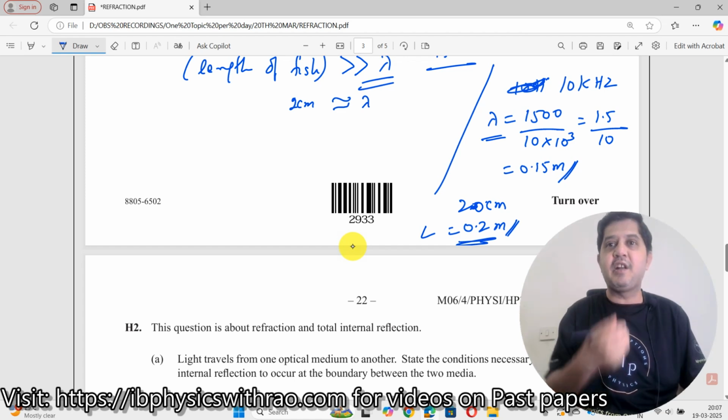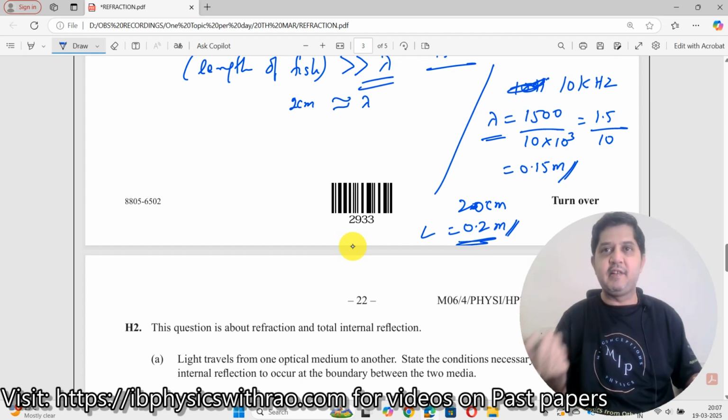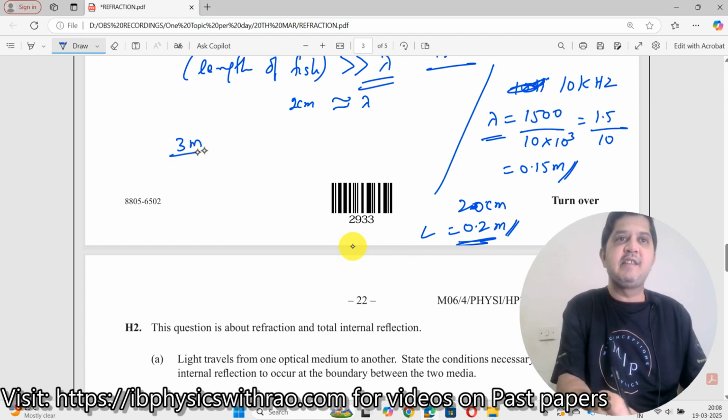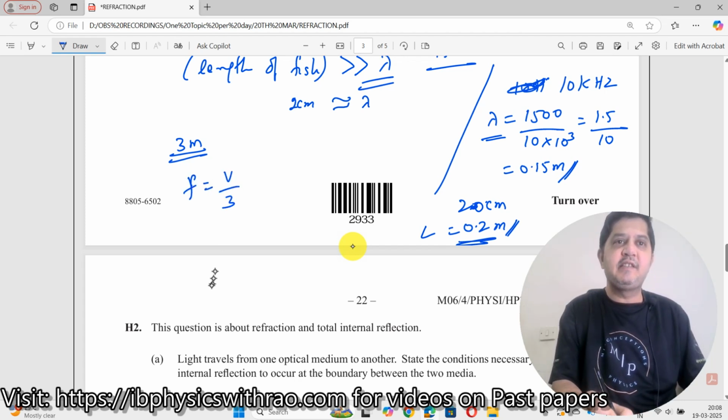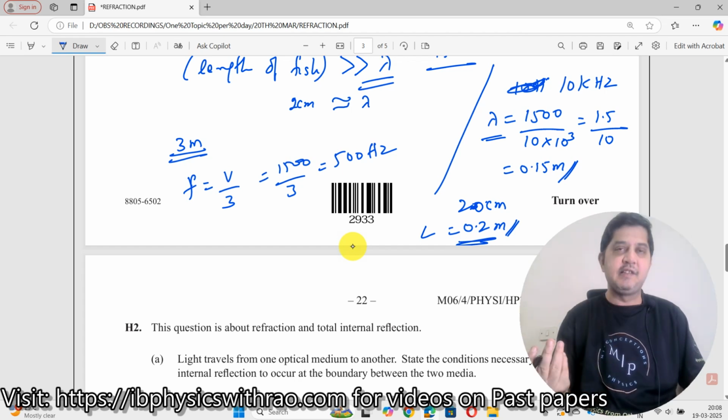How do you do it for a whale or a shark? What kind of wavelength do you need? The lambda is very, very large. For a whale, it could be around 2 meters or 3 meters, right? If the length of a shark, for example, is 3 meters, then your frequency should be V by lambda. I'm just taking the length of the fish and lambda to be nearly the same. So this should be 1500 divided by 3, which is around 500 hertz. The frequency should be much lower, so you cannot use those kinds of frequencies.